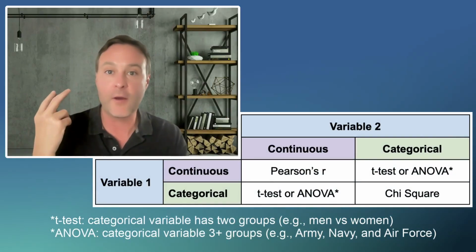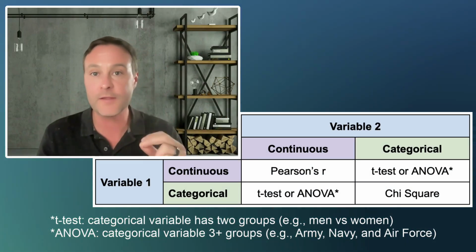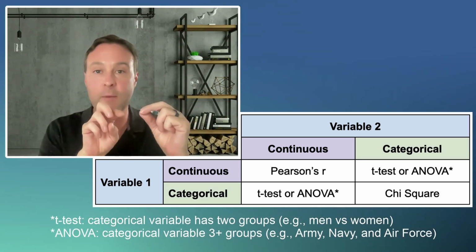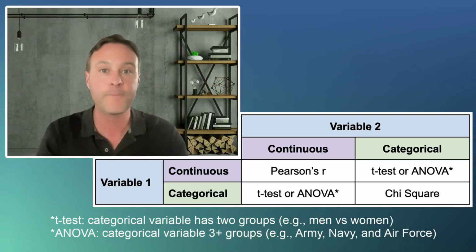Okay, so thus far I've talked about two of these four tests as comparison of means when one variable is continuous and the other variable is categorical with either two groups, the t-test, or three or more groups, the ANOVA.